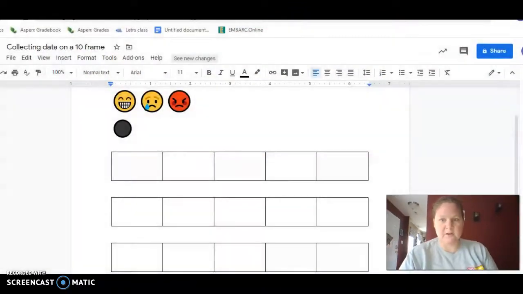So the first thing I'm going to do is share my screen with you. We're going to have some pretend people I'm going to collect data on. I'm going to say, how are you feeling today? We have 3 different emotions in my picture: happy, sad, or mad. And I've got this little black circle to fill in my 5 frame. So this is the happy frame, the sad frame, and the mad frame. If I was going to ask some imaginary kids, because I don't have any kids here to ask in my class, I would say, how many of you are happy today?